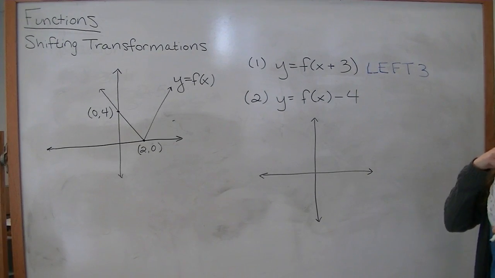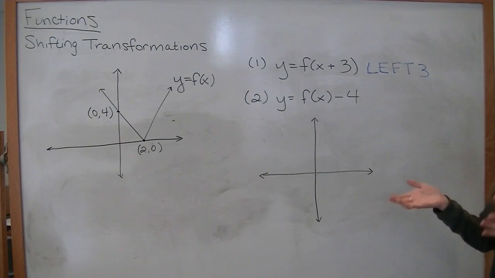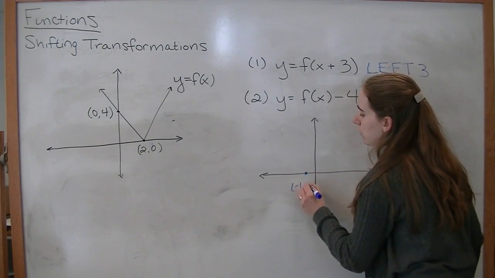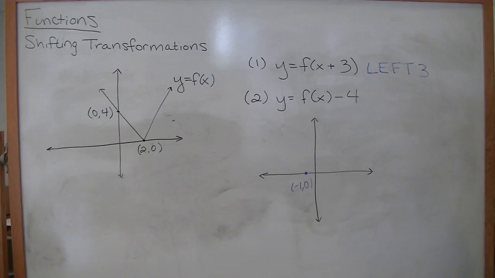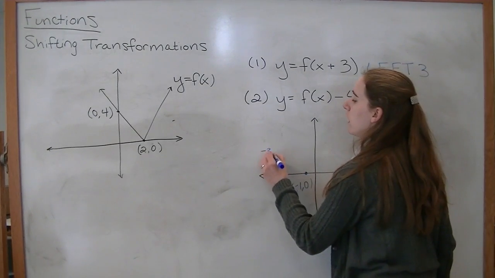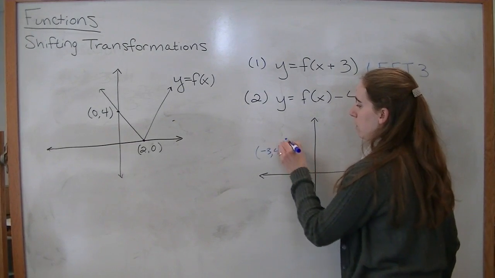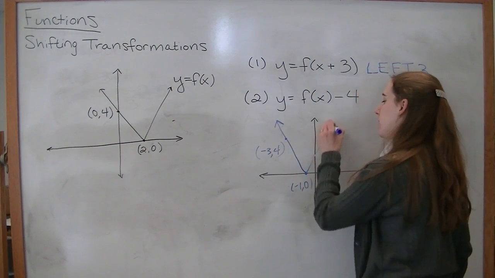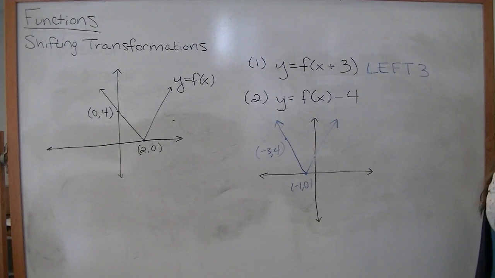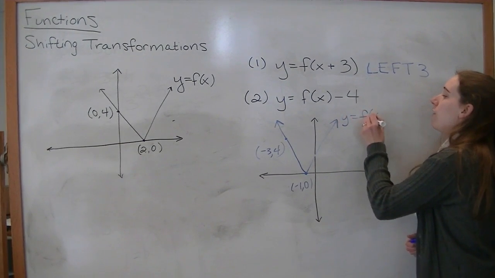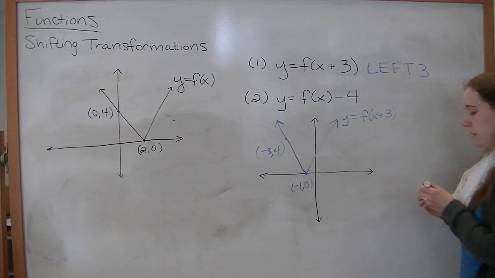So I can take each of the points and move them left 3. So 2, 0 is going to become negative 1, 0. And 0, 4 will become negative 3, 4. So we can draw in the rest of our graph. It all comes along. And we get the same graph, just moved over 3 units to the left in this case. So this is y equals f of x plus 3.